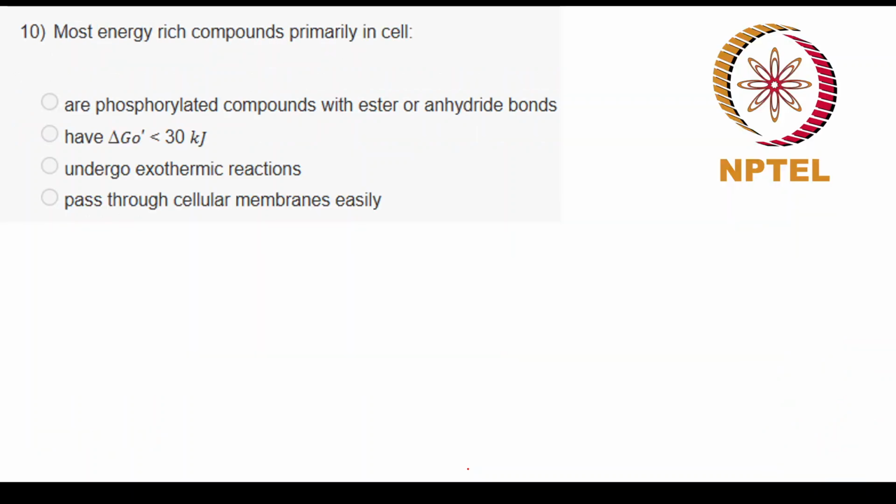The next question is: most energy-rich compounds primarily in the cell are phosphorylated compounds with ester or anhydride bonds having standard Gibbs free energy values less than 30 kilojoules, under exothermic reactions, or pass through cellular membranes easily. Please try to find out the answer to this question.